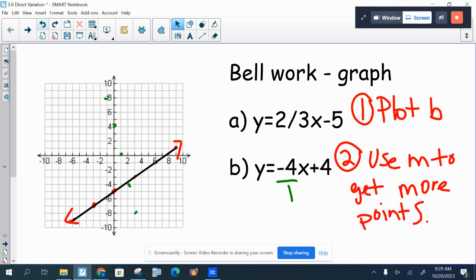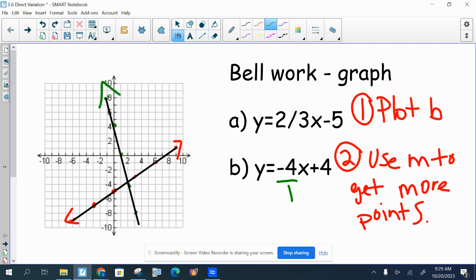The slope is negative, so the graph should be sloping down from left to right, which it is. And that's just a way you can check that your answer matches the original equation. Okay? So that's a review from Monday.